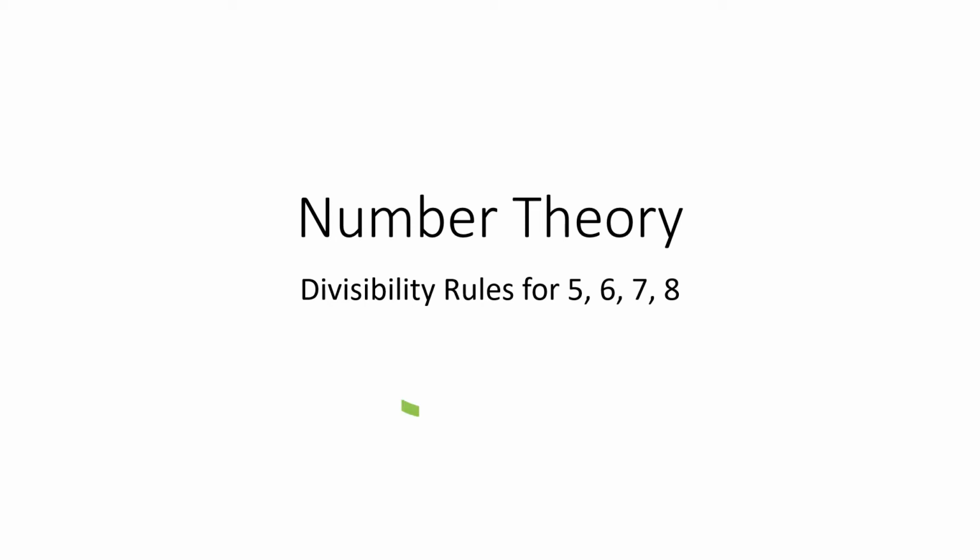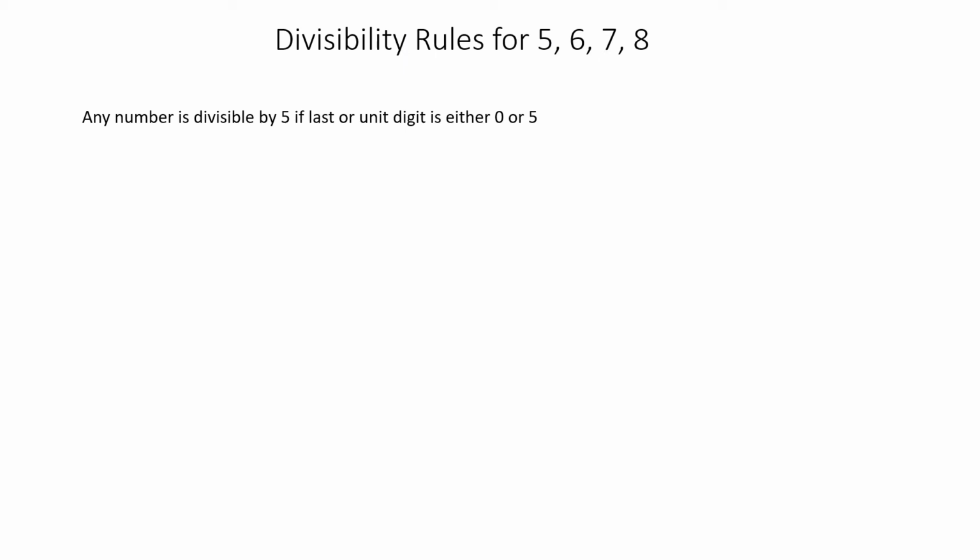Today we'll be talking about the divisibility rules for 5, 6, 7, and 8. Let's start with the divisibility rule for 5. Any number is divisible by 5 if the last digit or the unit digit is either 0 or 5.